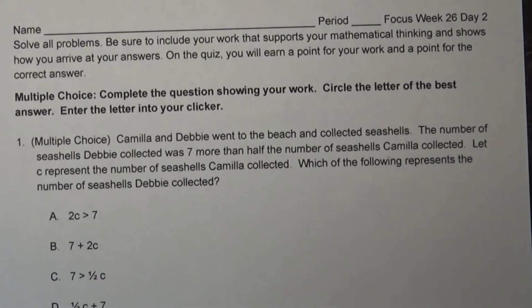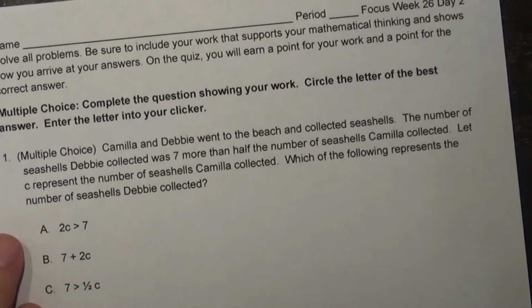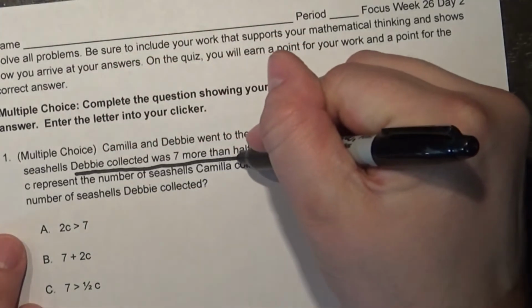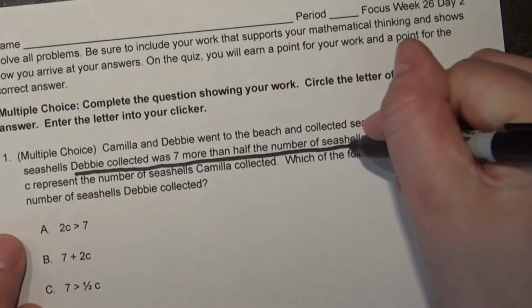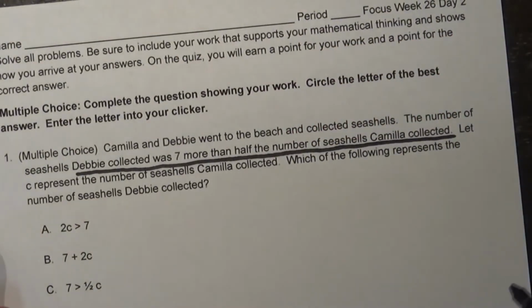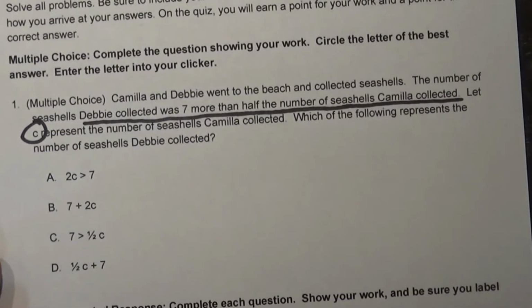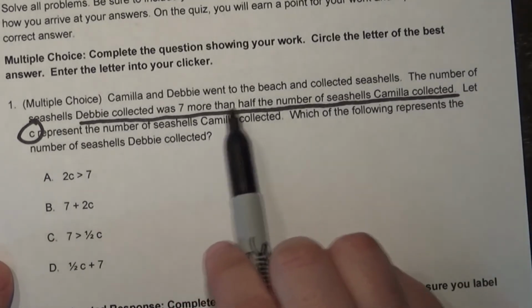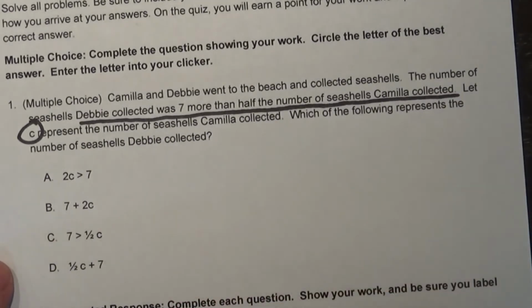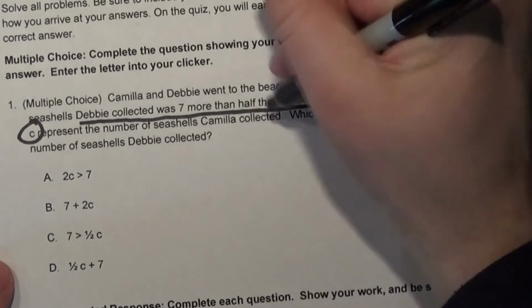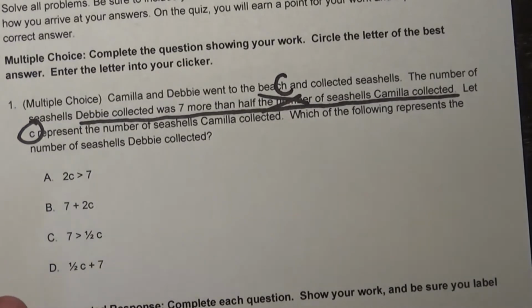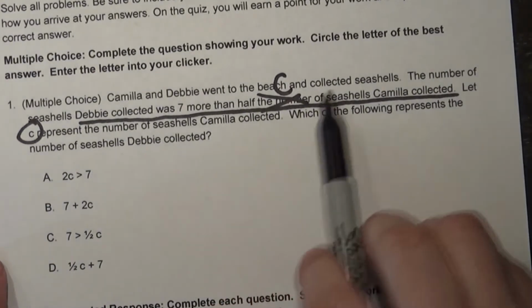So here I am on number 1, and when I look at it, I see a key word here. It says Debbie collected an amount that was 7 more than half the number of seashells that Camila collected, and then I know that C represents the number of seashells that Camila collected. So I know that it's going to be 7 more than half the number of seashells. That's half of C. So when I say the number of seashells, I can think to myself, that is just C. So it's 7 more than half of C.